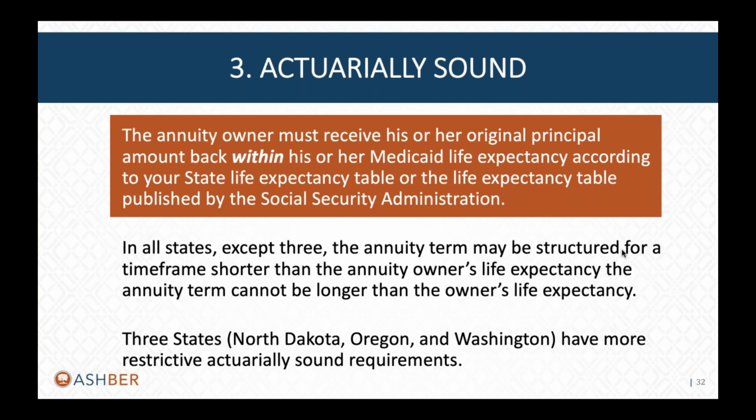In all states other than 3, North Dakota, Oregon, and Washington, the annuity can be structured for a time frame that's shorter than the owner's full life expectancy, but we can't structure the annuity so that it's longer than the person's life expectancy. In the 3 states that I mentioned, North Dakota, Oregon, and Washington, these 3 states have more restrictive rules when it comes to the actuarially sound requirement. So we actually can't do very, very short-term annuity contracts in those 3 states.